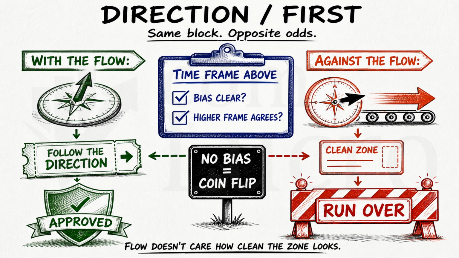Take the time frame above the one you trade and ask whether it's still printing higher highs and higher lows, or the opposite. If that isn't obvious in a couple of seconds, you don't have a bias yet, and any zone you take is a coin flip with extra steps.